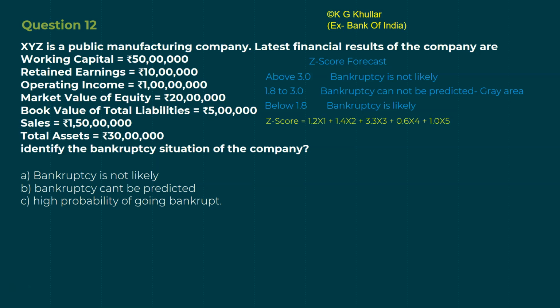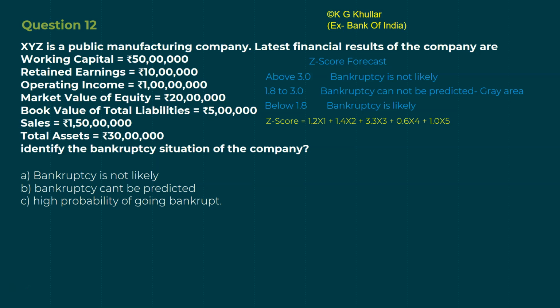Now, the original Z-score formula for public manufacturing companies is this. That is, original Z-score equals 1.2 multiplied by x1 plus 1.4 times x2 plus 3.3 times x3 plus 0.6 times x4 plus 1 times x5.